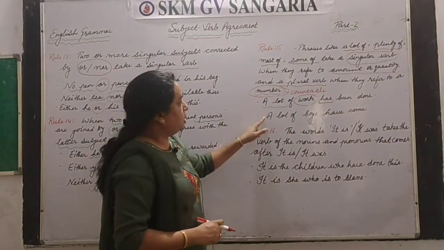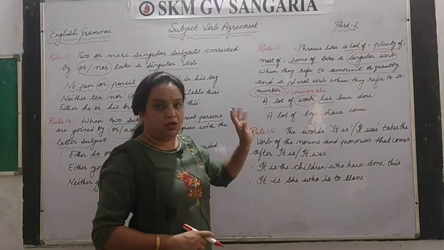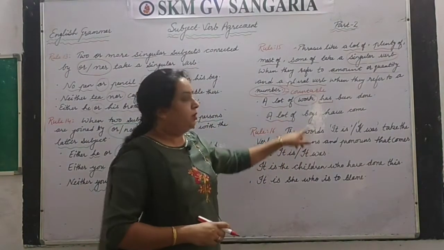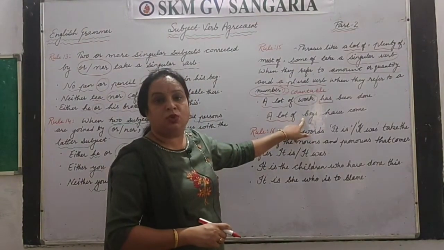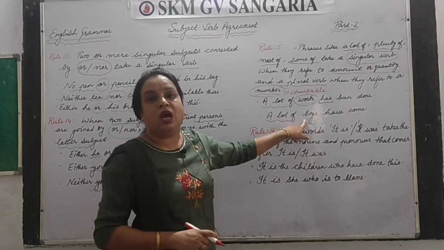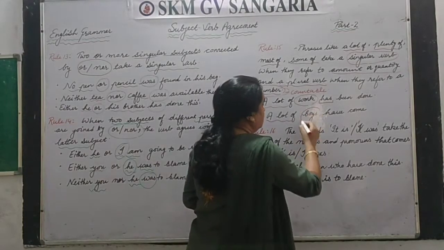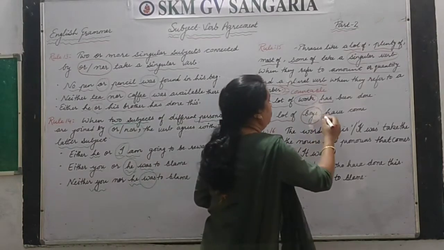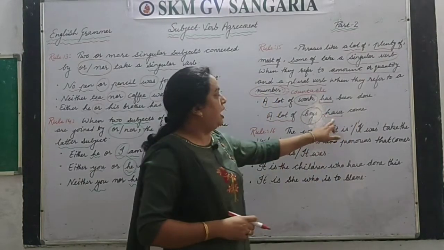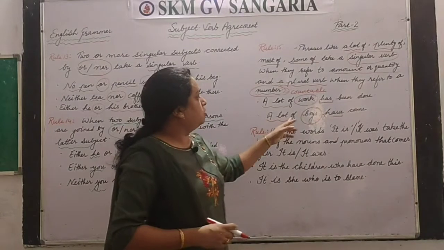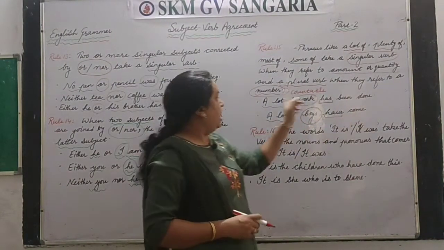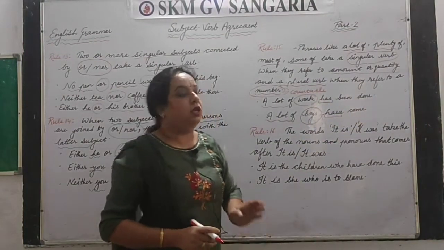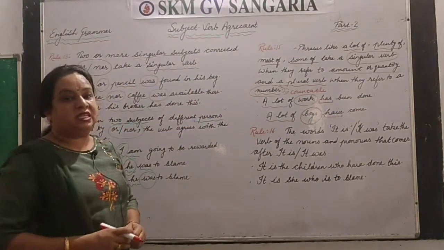Next one is same example, but a lot of is also here, right? So a lot of is there, but this time subject is what? Boys, which is countable. So when this is countable, there you have to use plural verb. Which verb you have to use? Plural, and that is what? Have come. So a lot of boys have come. And a lot of work has been done. Very, very important.